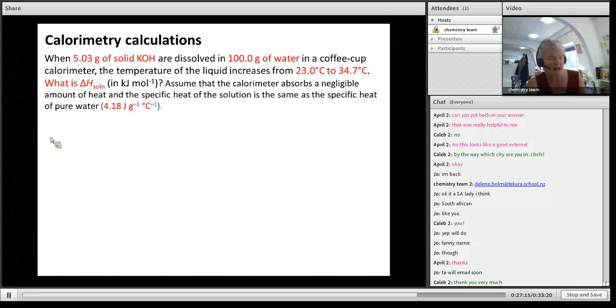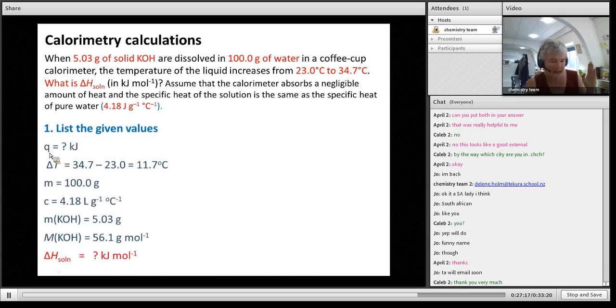Then make a list, and notice how specific I am. I'm giving the units, I'm telling you the quantity: mass, specific heat capacity, mass of calcium hydroxide, the molar mass of calcium hydroxide. You are never given molar masses; you are expected to work them out from the given periodic table. So you can always work out molar masses.